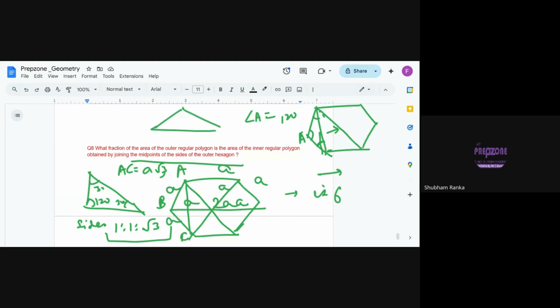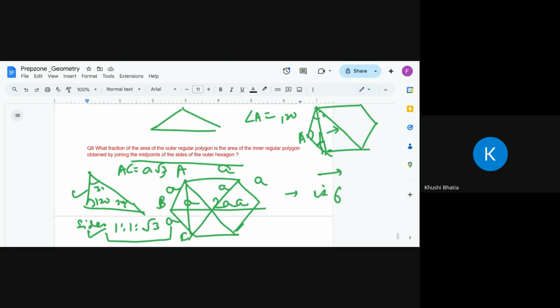But अब I'm just telling you to remember, whenever you have these angles, then the sides are in this ratio, 1:1:√3. Okay. Now in hexagon, when you get one triangle area, you can also figure out the entire hexagon area because it is 6 times.